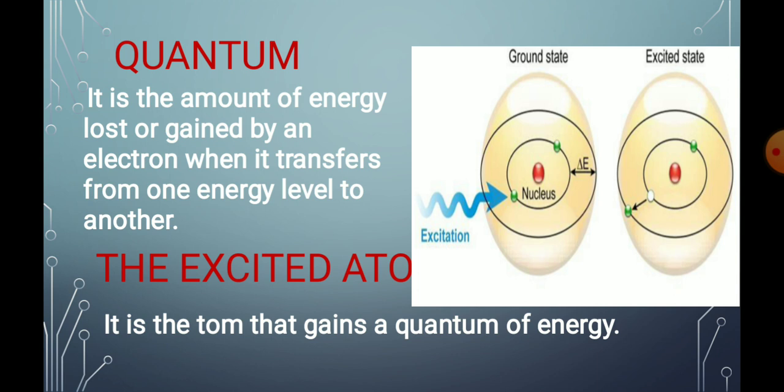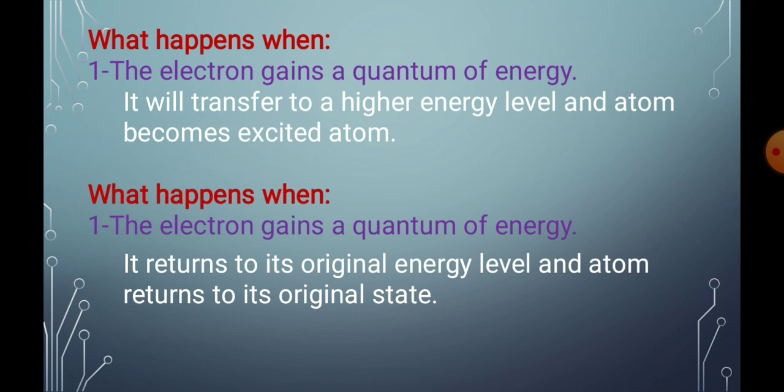Super. What happens when the electron gains a quantum of energy? It will transfer to a higher energy level, as we said, and the atom becomes an excited atom. Brilliant. Number 2: when the electron in the excited atom loses a quantum of energy, it returns to its original energy level and the atom returns to its original state, or the ground state. Perfect.